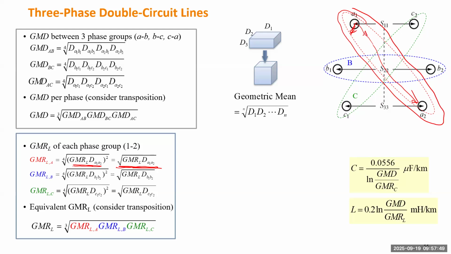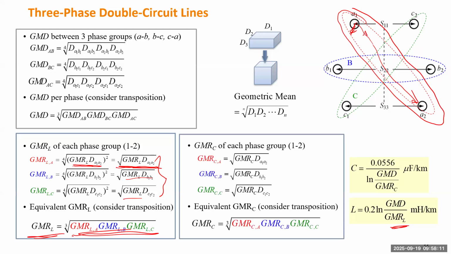When you move to B and C, they will take a similar formula. So similarly, finally you will calculate the average of the GMR for group A, group B, group C. That will give you the final GMRL. So that's the one you need here. For GMRC, it's basically the same formula, you just replace the Ds, wherever you see Ds, by the actual radius of the conductor.